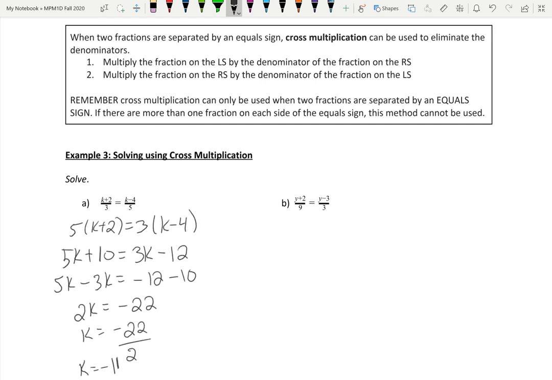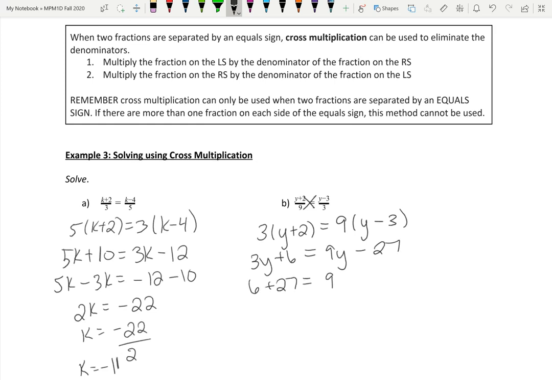So let's try this one more time. Using cross multiplication, 3 times y plus 2 is equal to 9 times y minus 3. 3y plus 6 is equal to 9y minus 27. 6 plus 27 is equal to 9y minus 3y. 33 over 6 is equal to 6y over 6. 11 over 2 is equal to y.